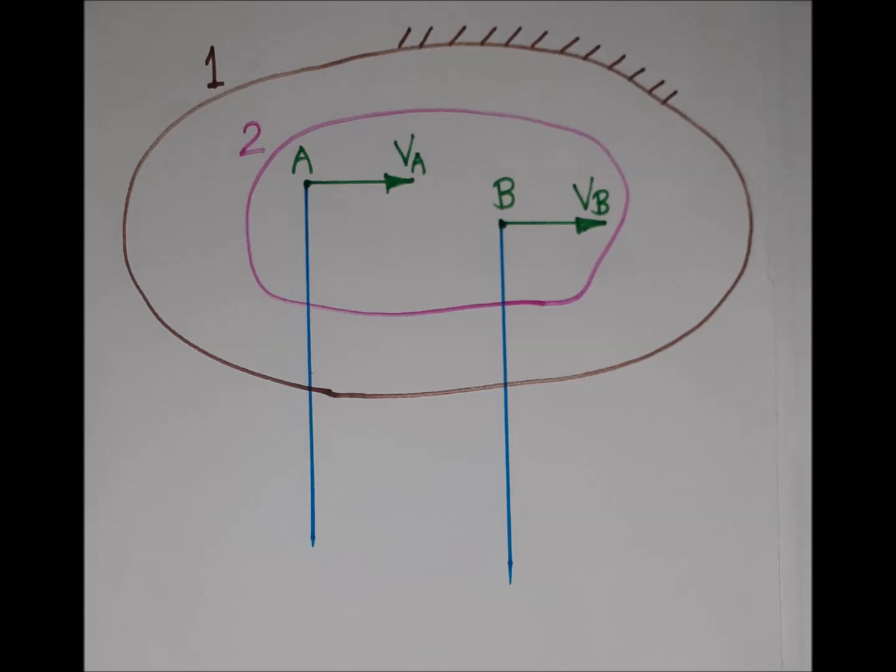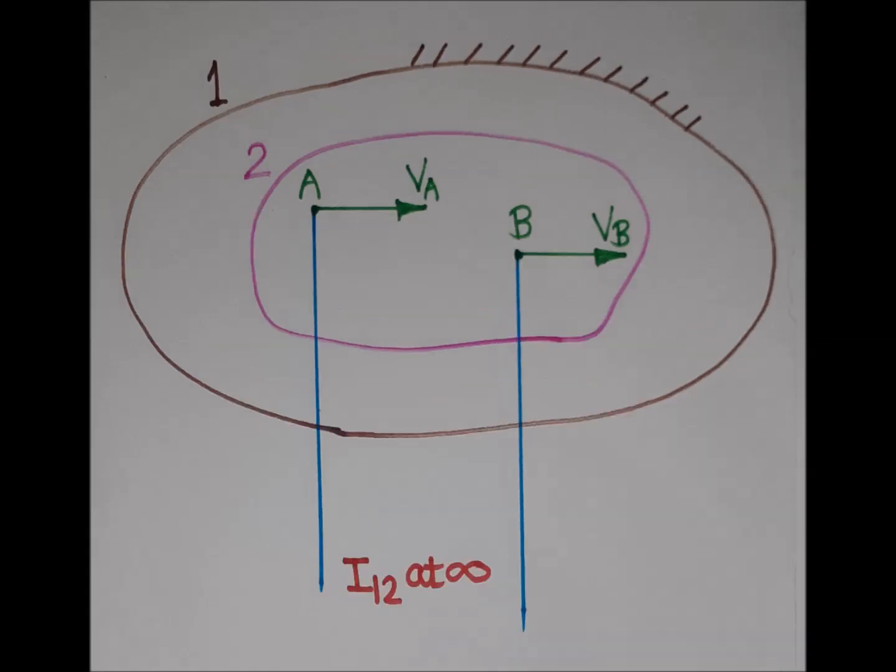VA and VB are in horizontal direction and perpendicular lines to VA and VB will be vertical lines which will not intersect each other. Perpendicular lines to VA and VB are vertical lines or parallel lines which will not intersect each other, or we can say intersection of two parallel lines will be at infinity. So ICR I12 for relative motion between 1 and 2 will be at infinity. Hence we can conclude I12 will be at infinity on a vertical line and planar body 2 will have linear motion or translational motion in horizontal direction.